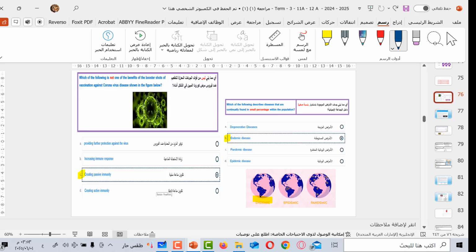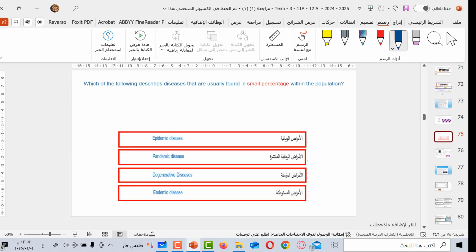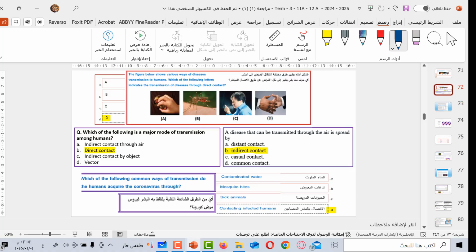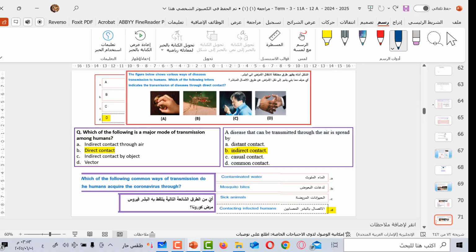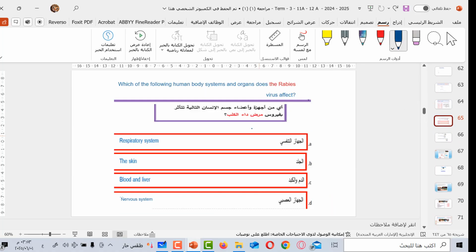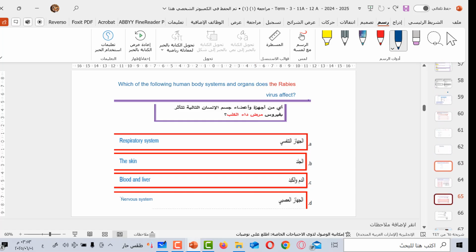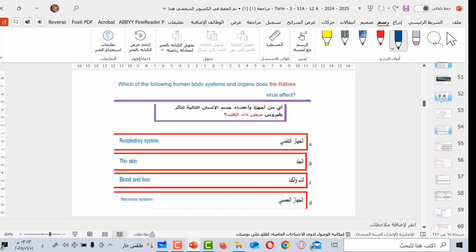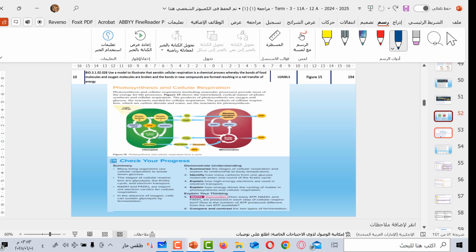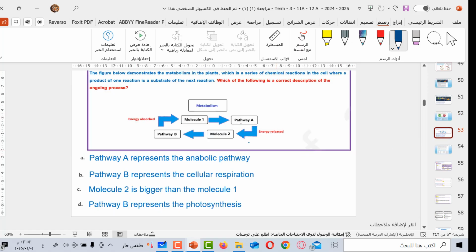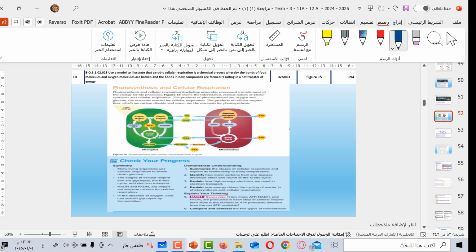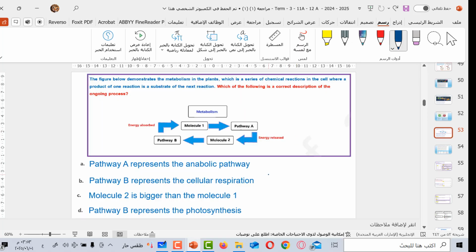Now we are going to the next unit. Second unit. Okay, this is the last one. Study this picture well because there is a question from it. Okay, this may be a question.